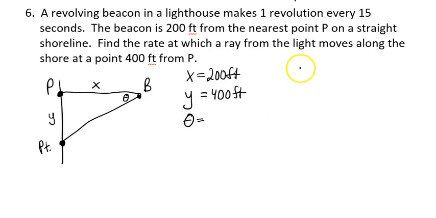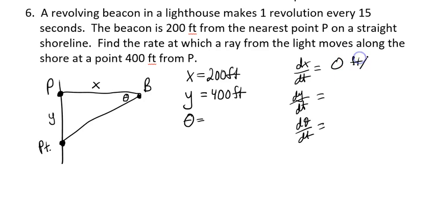And with these three things, obviously, like we did with the Pythagorean theorem, we're going to have some rates. So dx dt, dy dt, and d theta dt. Well, x is not changing. That's the distance between the beacon and point P, so its rate of change is 0. So that one's easy.